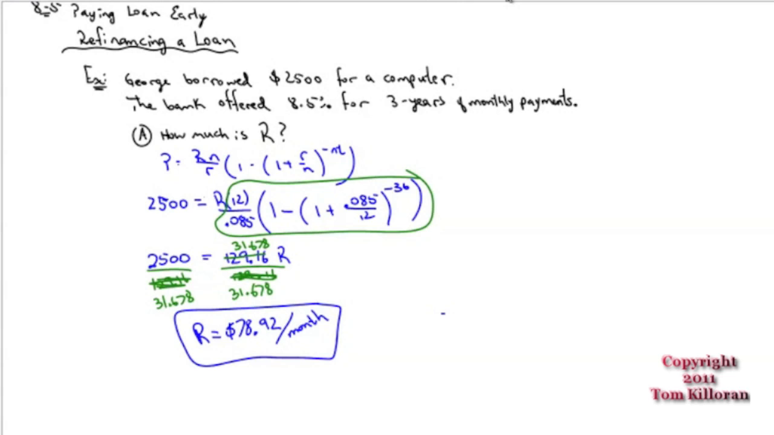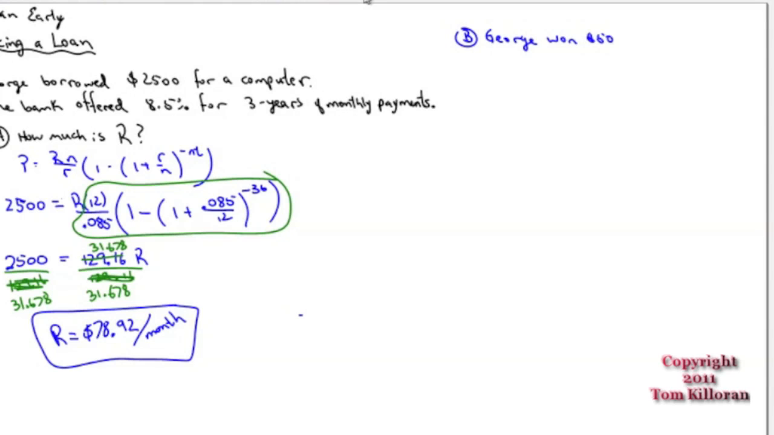But George here is kind of smart. Sure, he took the loan out, but let's say he won the lottery. He won like $5,000 in a lottery, and he figures, well, I'll just pay off this loan and not have these monthly payments anymore. So, part B. George won $5,000. He won enough money that he wants to pay off his loan. Okay, fine.